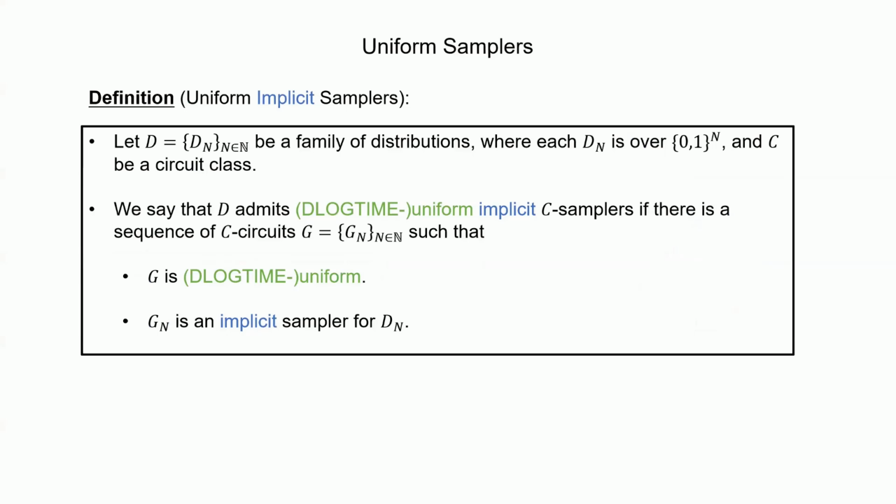And now we have that the distribution in the heavy avoid problem will be specified by a sampler. One option is to let the sampler be part of the input when solving the heavy avoid problem. However, we will also consider the setting where the samplers can be determined uniformly. More specifically, let D be a family of distributions indexed by n, where each D sub n is over n bits, and let C be a class of circuits. We say that D admits uniform implicit C samplers if there is a sequence of C circuits G such that G is uniform and each G sub n is an implicit sampler for D sub n. Similarly, we can define uniform explicit samplers for a family of distributions.